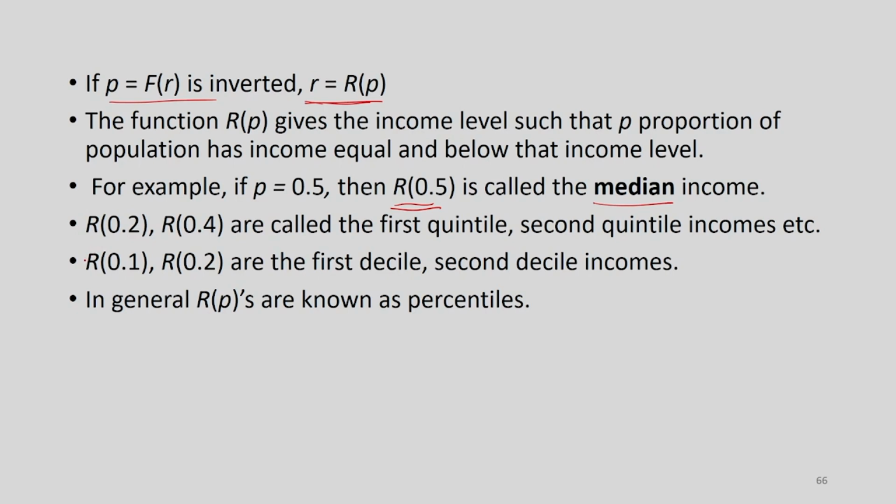Similarly, R of 0.2, R of 0.4, they are called the first quintile, the second quintile incomes, etc. Quintiles has to do with 1/5, right, here 0.2, 0.4, if you add 5 such terms, you will get to 100%. Similarly, R of 0.1, R of 0.2 are called the first decile, second decile incomes, etc. In general, R of p are known as percentiles.